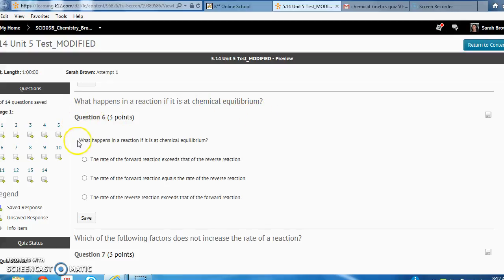Question 6. What happens in a reaction if it is at chemical equilibrium? A, the rate of the forward reaction exceeds that of the reverse reaction. B, the rate of the forward reaction equals the rate of the reverse reaction. Or C, the rate of the reverse reaction exceeds that of the forward reaction.